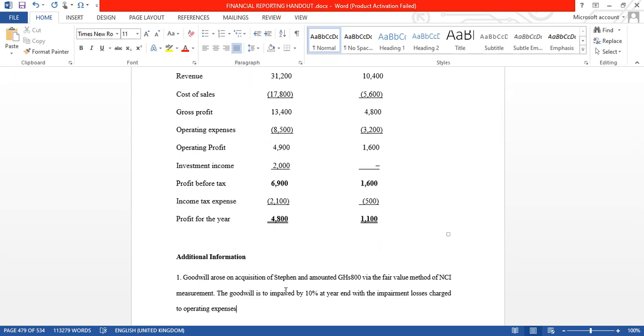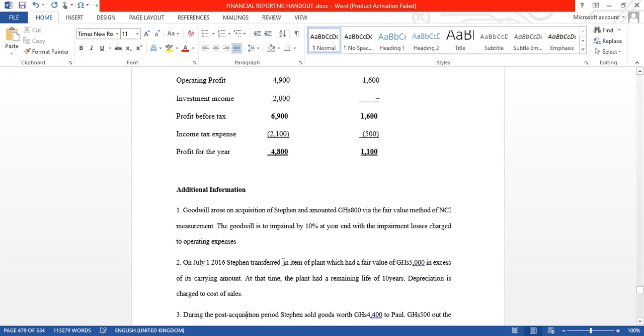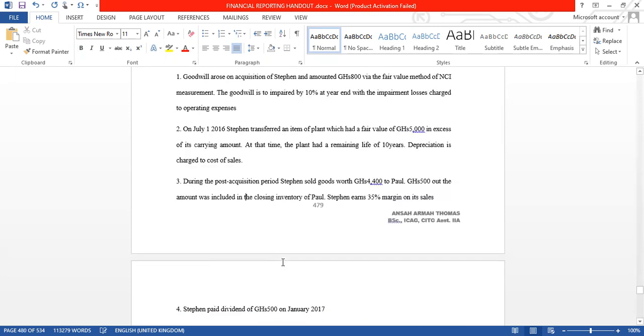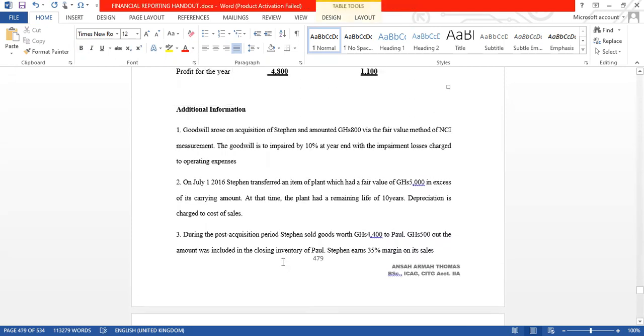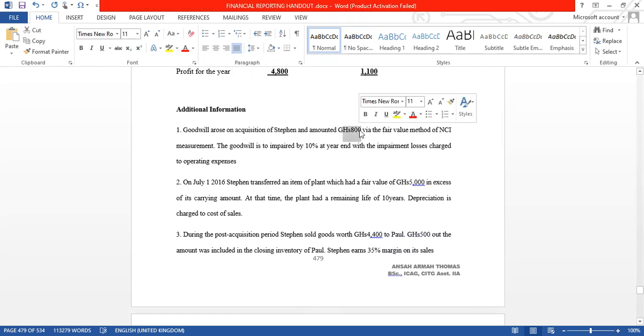It's easy. So, as we can clearly see in this note, these are the notes that we are going to deal with. First and foremost, we know that we are going to prorata the figures. Goodwill arose on acquisition, 800. The fair value method was used and the impairment is 10%. They've given us the goodwill, so what do you need to do? Just strike 10%. As simple as that.